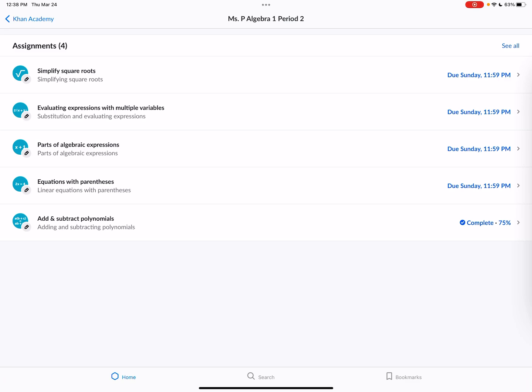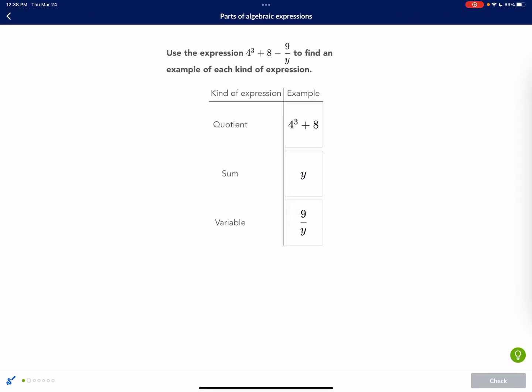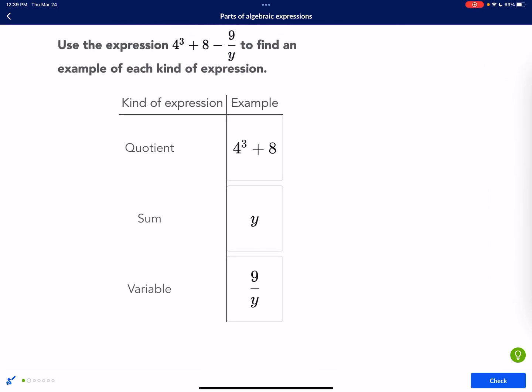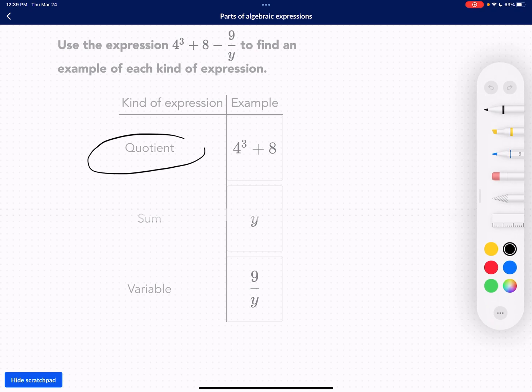All right, well, let's talk about parts of algebraic expressions a little bit. Okay, so we want to use the expression to find an example of each kind of expression. So we need to find a quotient, a sum, and a variable. So I feel like we just move them. All right, so my strategy for something like this is just to deal with it one part at a time. So let's look at quotient.